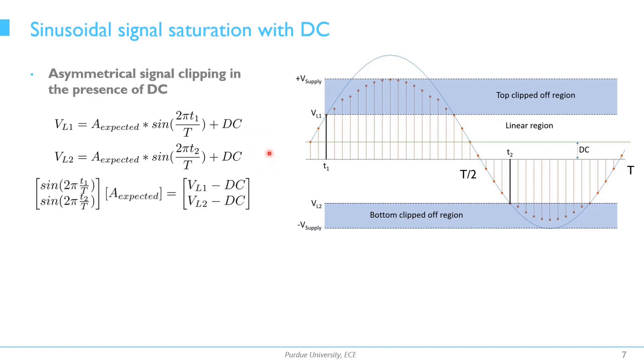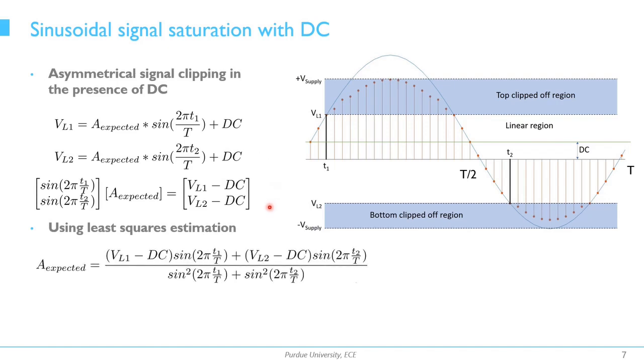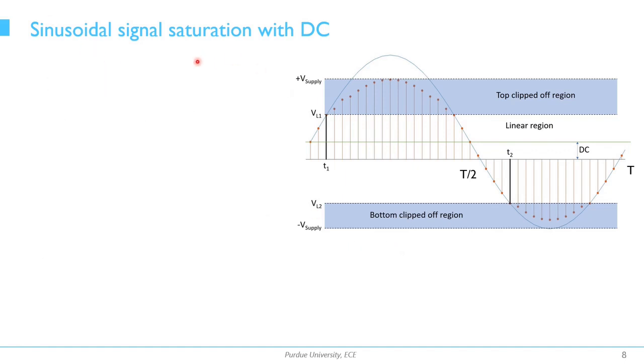They can then be written into an overdetermined system of equations in this matrix form. Then, using this technique of least squares estimation, the formula for the estimated amplitude can be found. But note that here we still need to find the ratio of T1 over T and T2 over T.